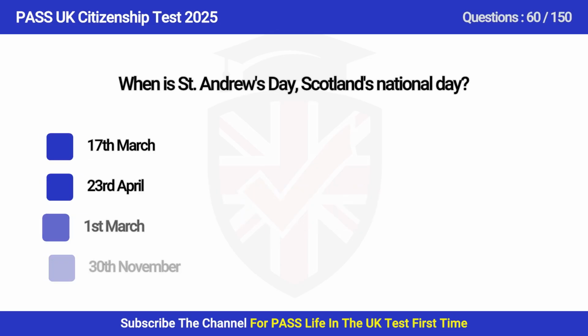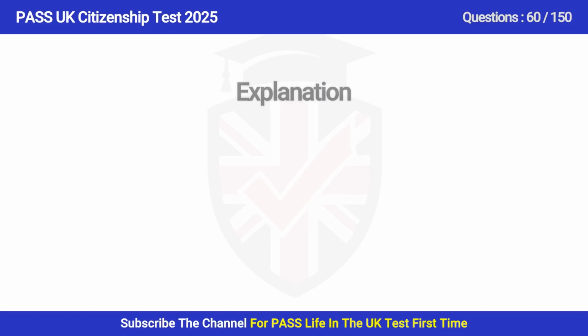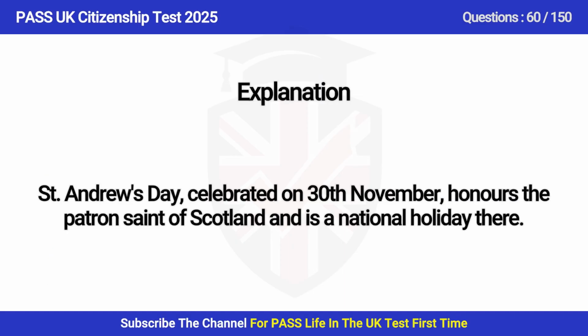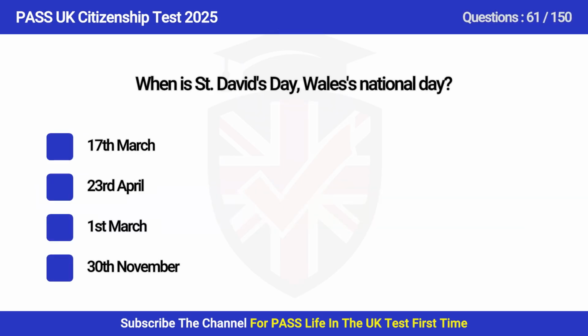Question 60. When is St. Andrew's Day, Scotland's National Day? A. March, B. April, C. March, D. November. Answer is D. November. St. Andrew's Day, celebrated on November 30, honours the patron saint of Scotland and is a national holiday there.